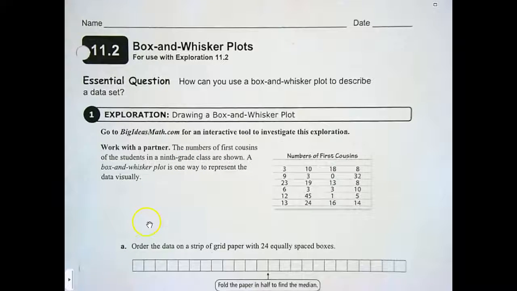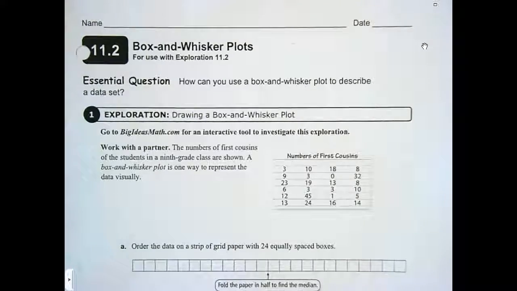Taking a look at 11 point exploration on page 334, part A. Okay, you have all that data. They're asking you to order it on this strip with 24 equally spaced. So order it, make sure you're going from least to greatest there.